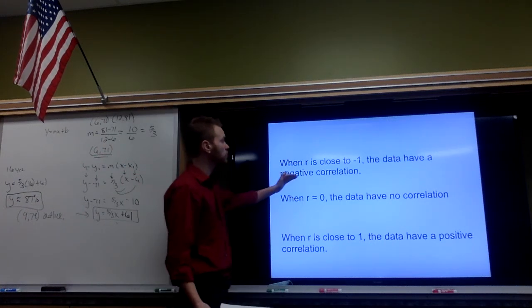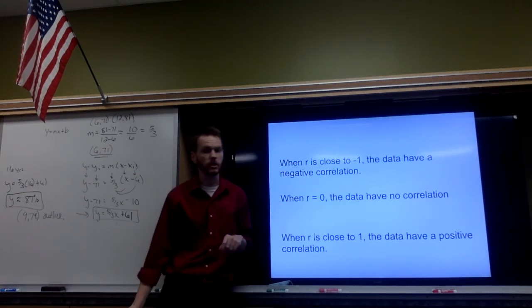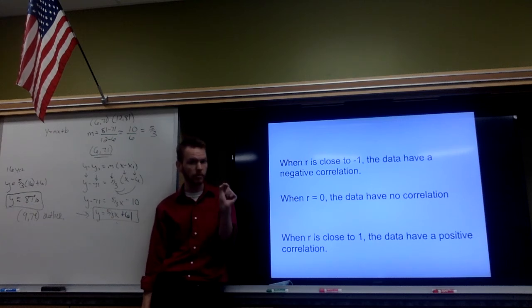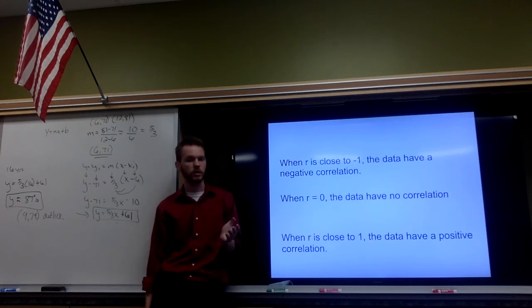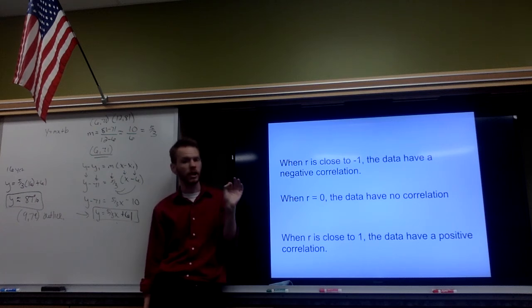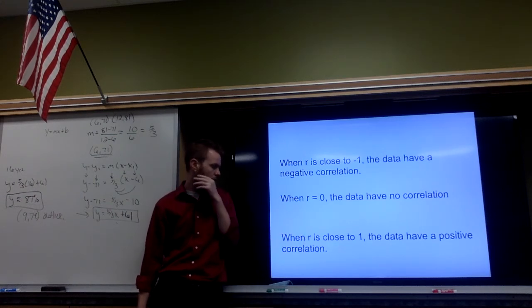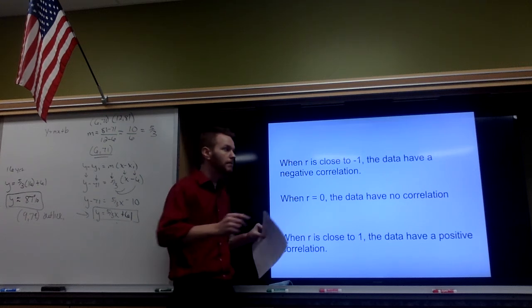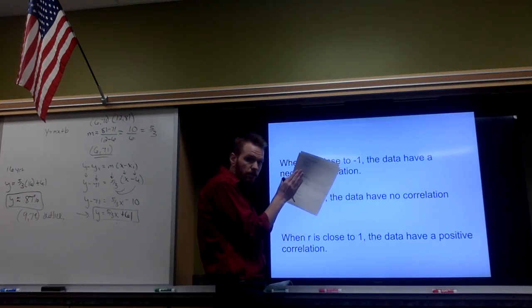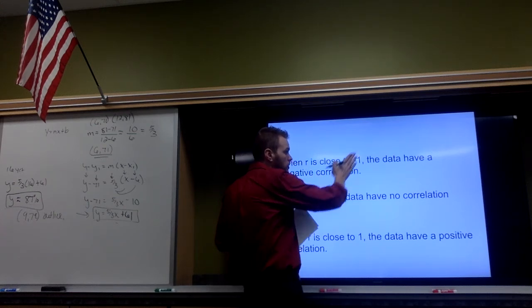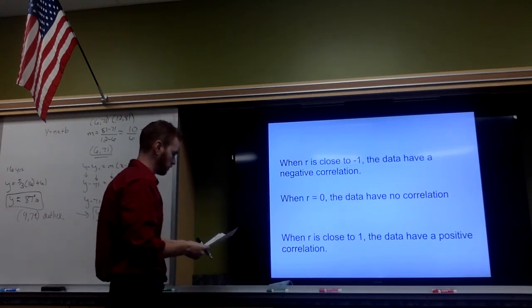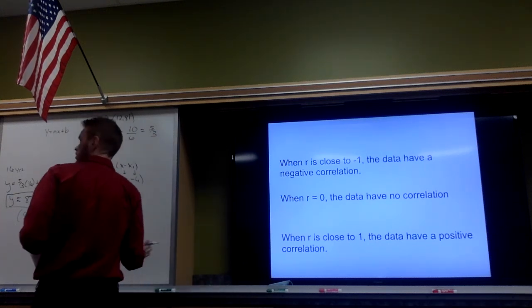Well, when your R value is close to -1, it has a negative correlation. That means most of your data points are close to the line you created, and it's negatively sloped. When R is 0, the data has no correlation, meaning you can't draw a line through those data points that accurately represents the data. It's not going to work. And for the last one, R is close to 1. That means the data has a positive correlation, so most of my data is close to the line, and it's going in the positive direction. All right?